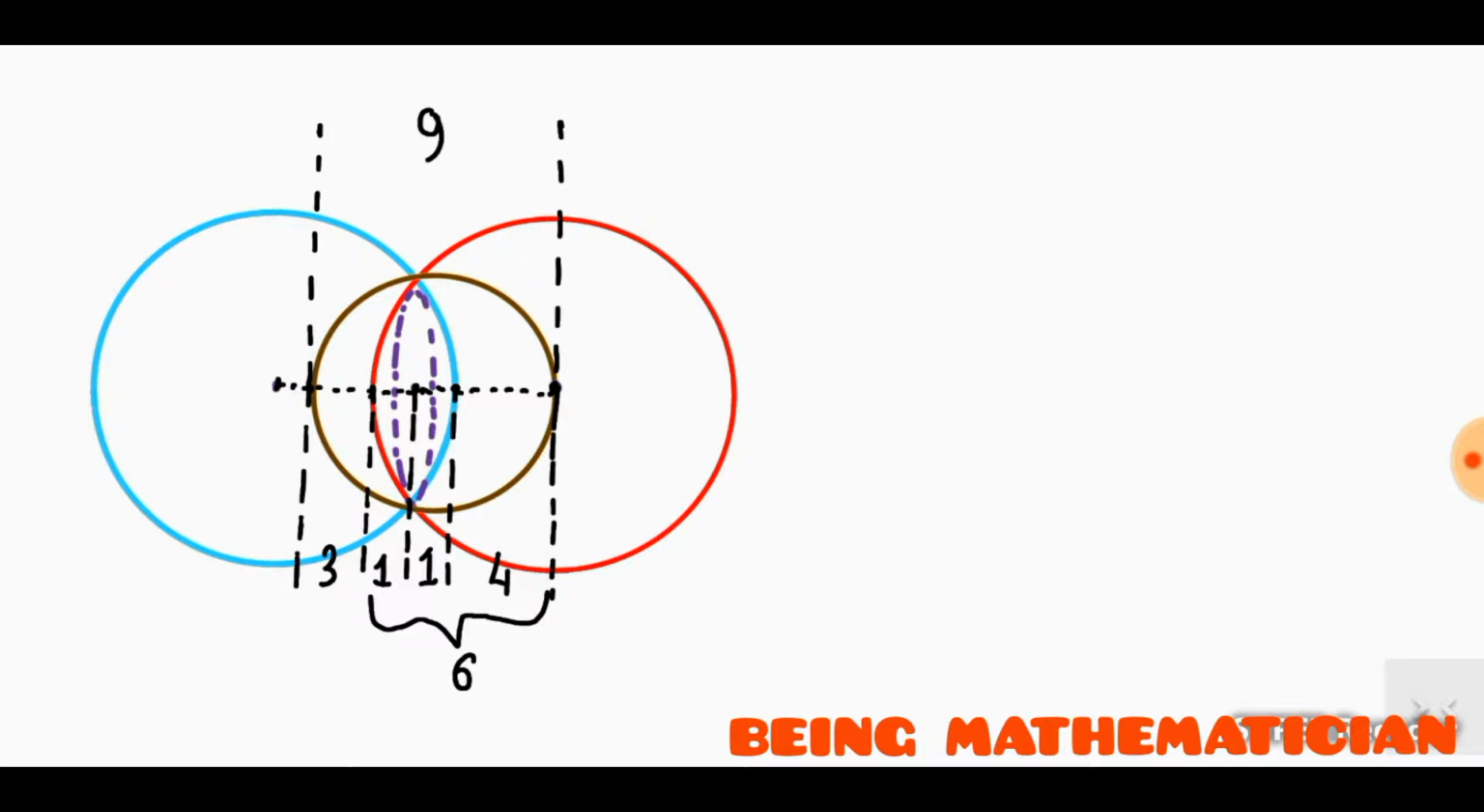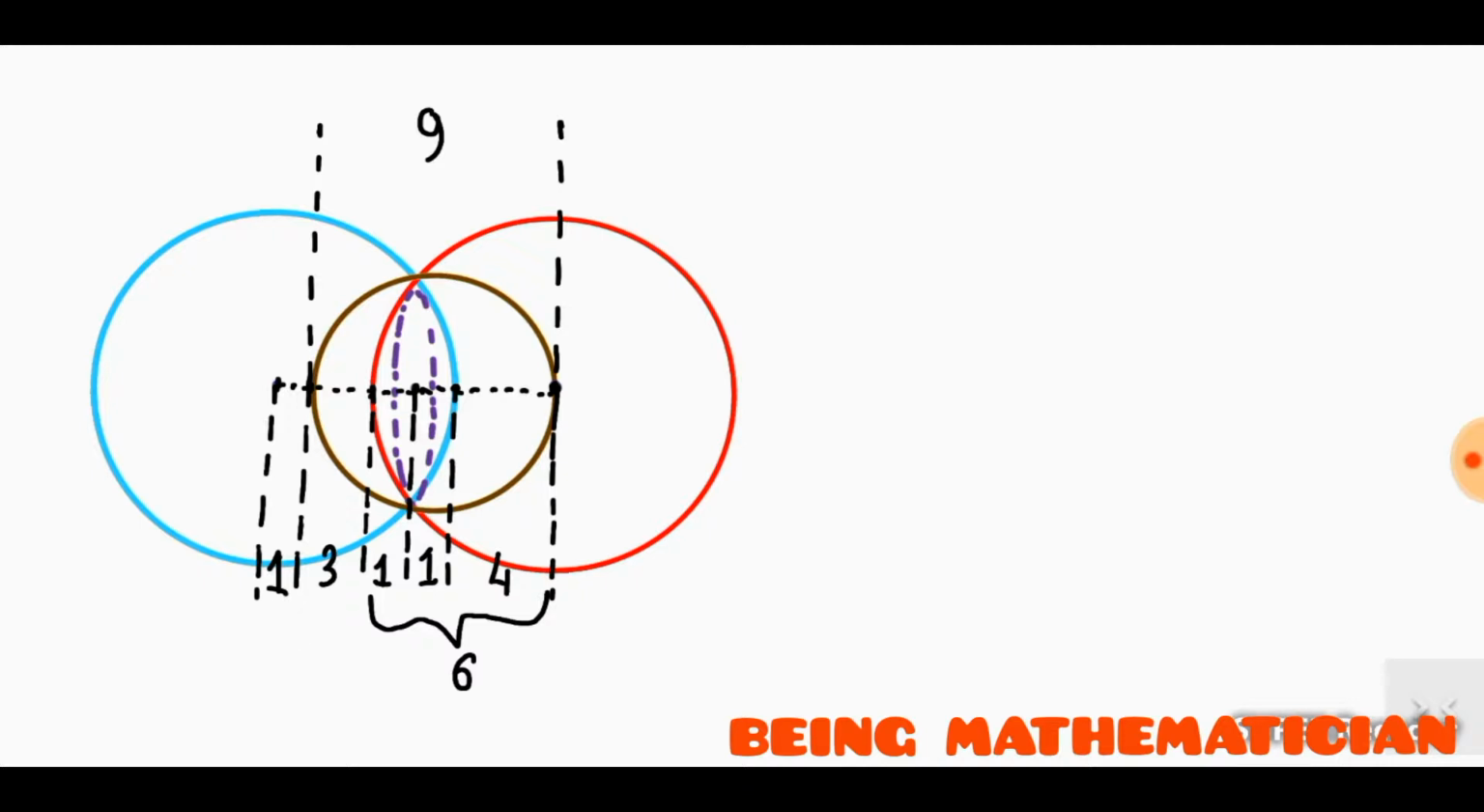Therefore, the length of this segment is 6 minus 3, that is 3, and 1 and 1, that is 6 minus 5. That means this length is 1 centimeter.